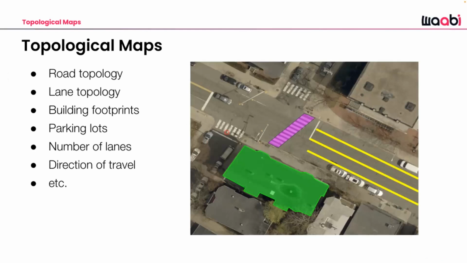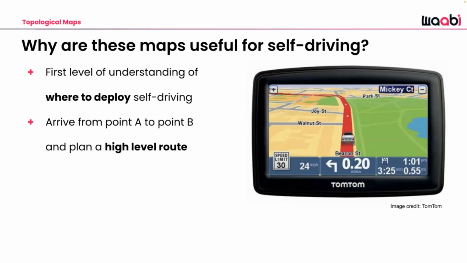So these topological maps contain multiple different attributes, like the road topology, maybe the number of lanes on a street segment, and the direction of travel. And they're typically used in two major ways in autonomous driving. So they're used to get an understanding of the potential difficulty of an operational domain or a given geographical area. They might be used for tasks like business analysis to figure out where it's beneficial to deploy a robo-taxi or autonomous trucking.